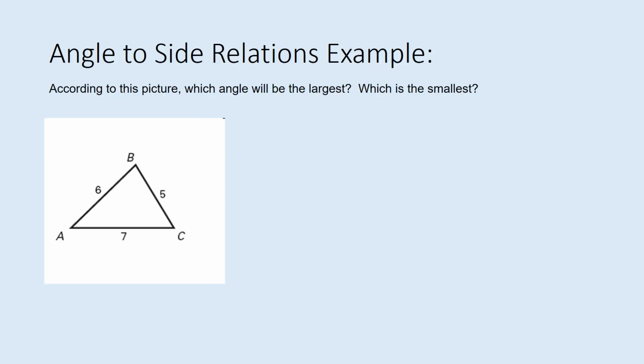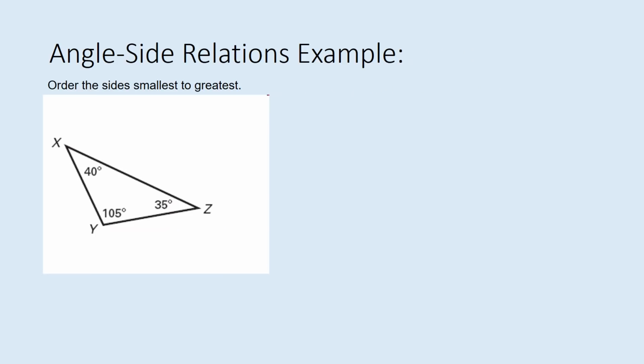Listen on. So according to this picture, we have triangle ABC here with 3 given side lengths. Which angle would be the largest and which would be the smallest? Well, the angle that would be the largest would be the one across from the largest side. My largest side is AC because that's measuring 7, which is larger than 6 and 5. And so the angle across from it is angle B. And then my smallest side is BC, which has a measure of 5 units, and the angle across from that is A. So my largest angle in this picture would be angle B, and my smallest angle would be angle A.